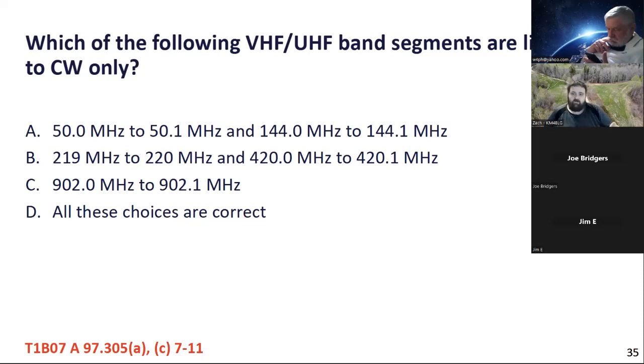So, we talked about the 6-meter band starts at 50 megahertz. Well, this goes from 50 to 50.1. We talked about the 2-meter band starts at 144 megahertz. This goes from 144 to 144.1. So most of the time, if you're going to have a CW only portion, it's going to be at that bottom edge there. Is a good way to remember that too.